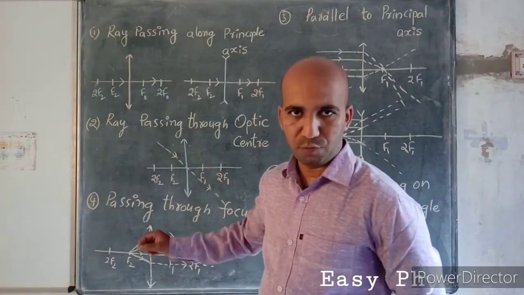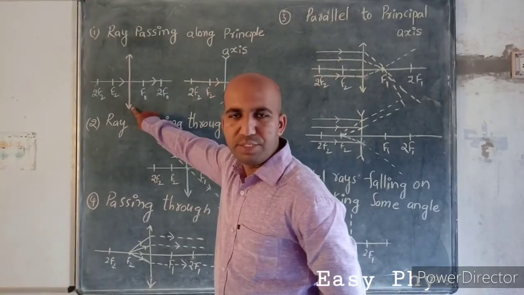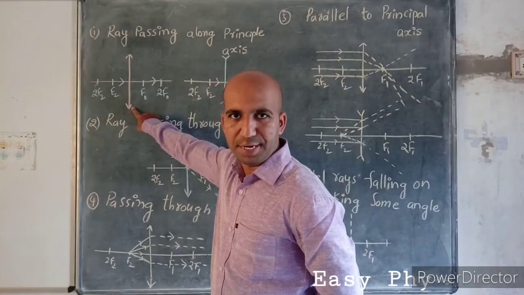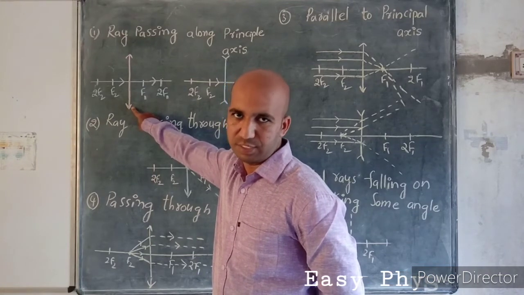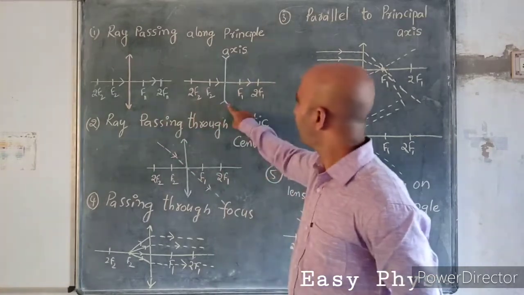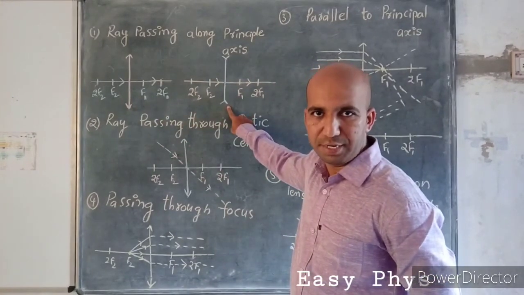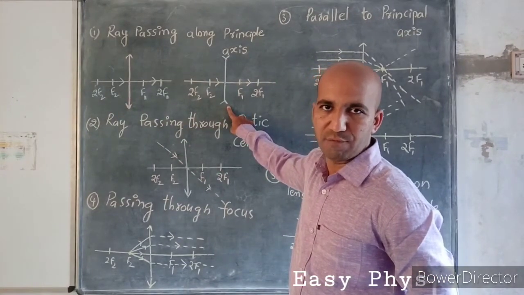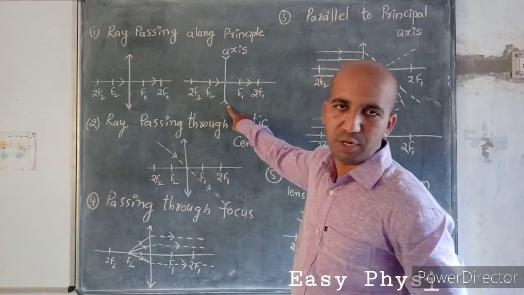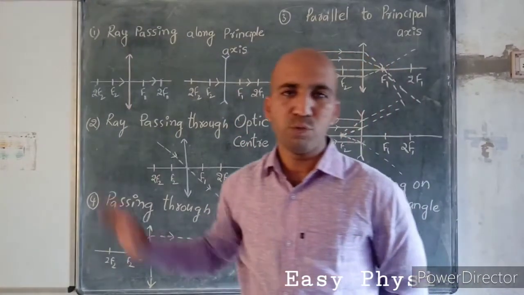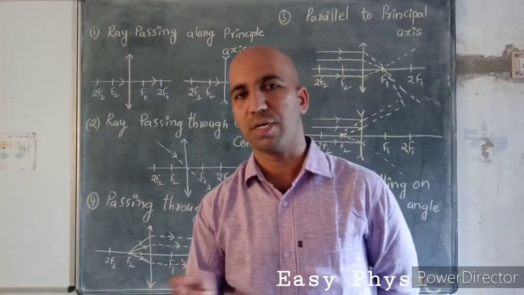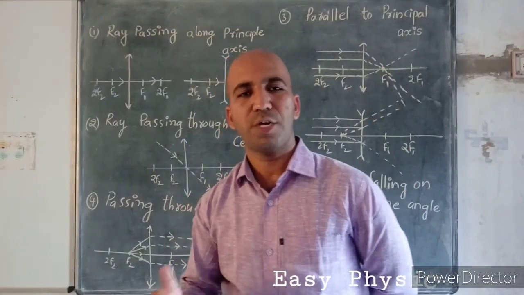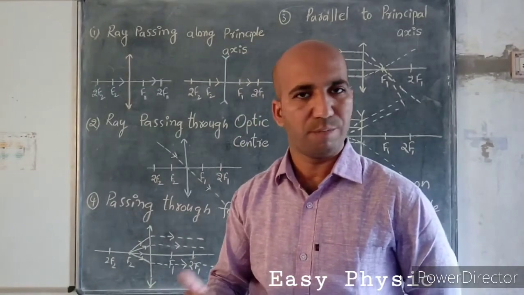If you observe carefully, this symbol indicates a convex lens, that means a biconvex lens, and this symbol indicates a biconcave lens. So while drawing ray diagrams, we use these symbols instead of writing convex or concave. Let us try to understand the cases one by one.